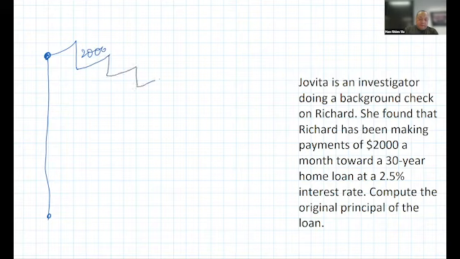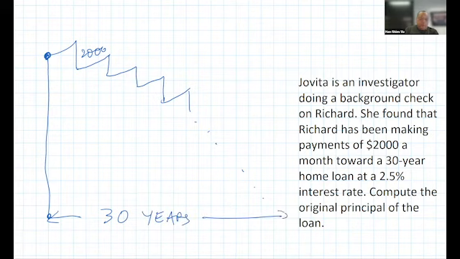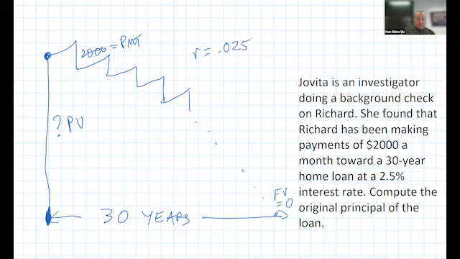And after each month, there's some interest. So it goes like this. We also know that it's a 30-year mortgage. So the question is, how much did the loan start with? If you imagine viewing it from the point of view of this point in time, then this is the present value. The future value is equal to 0, and the payment is 2,000. The interest rate is 2.5.